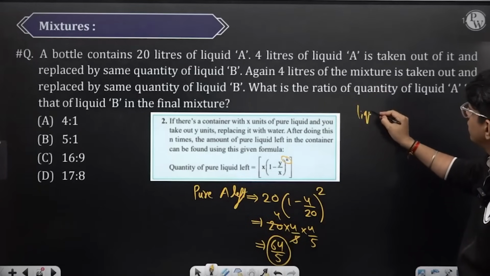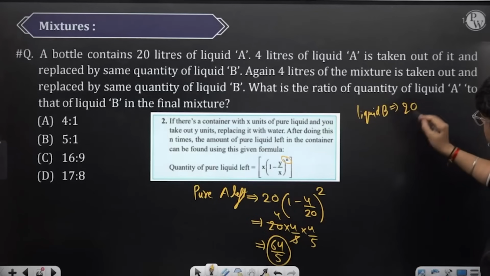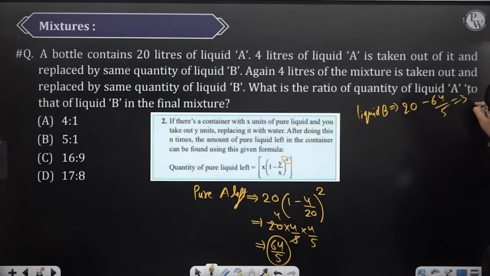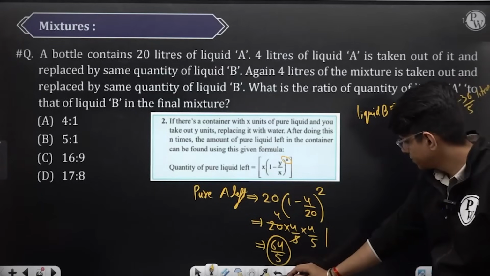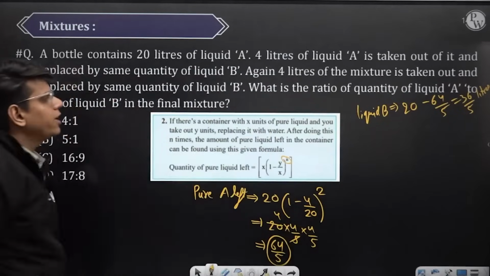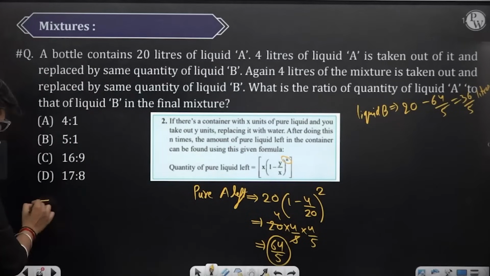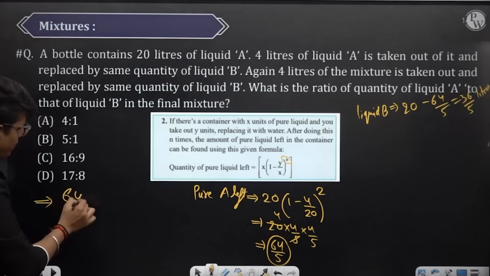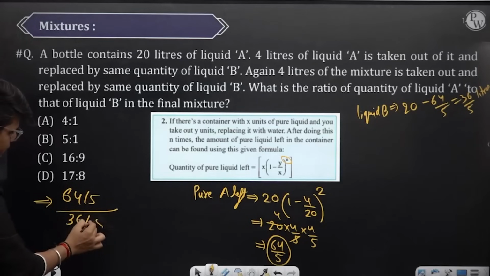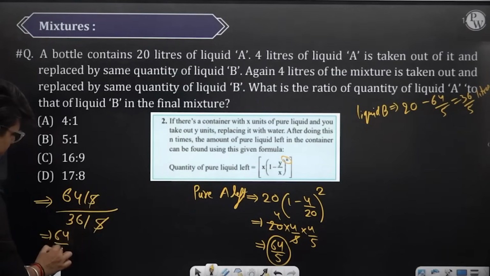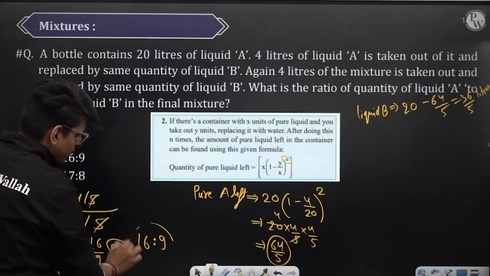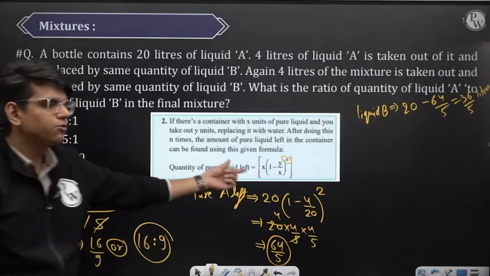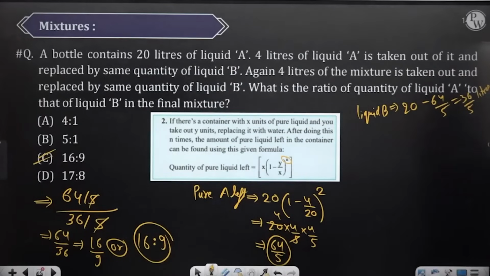So liquid B is the initial 20 liters minus 64 by 5. This is 36 by 5. Right? Now what is asked is the quantity of liquid A to that of liquid B in the final mixture. So liquid A in the final mixture is 64 by 5 and liquid B is 36 by 5. If I reduce this, it becomes 64 by 36, which is 16 by 9, or 16:9. Right? So the answer is option C. You have to remember this purity wala formula if such a question comes in the exam. Okay? Chalo. Next.